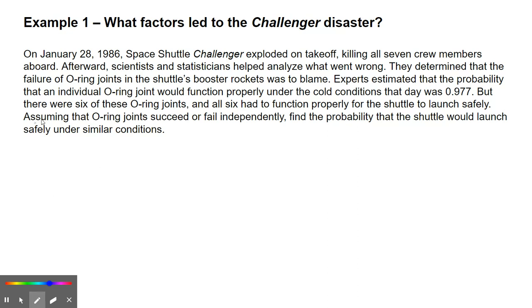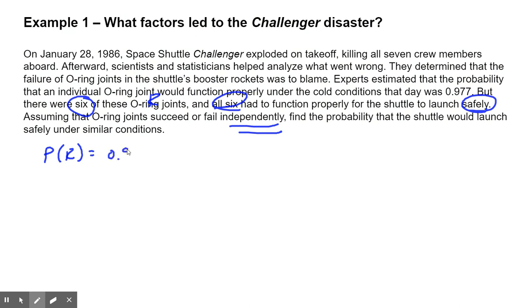So there are 6 O-rings, and they all had to function properly. All 6 had to function properly for a safe launch. And again, we are assuming that they're independent. So let's use R for O-ring. So the probability of a ring working was 0.977. Well, we need 6 of them to work. So we need to find the probability of all 6 rings working. Well, that's going to be 0.977 times 0.977 times 0.977 times 0.977 times 0.977.